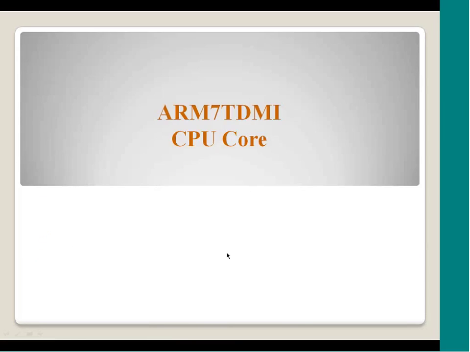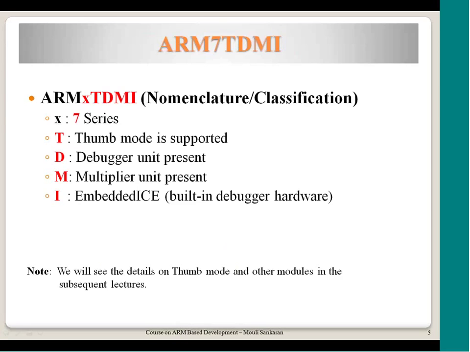So let us see what ARM7TDMI is. This is the processor core that we would be covering in detail, especially for the assembly instructions. We should be able to understand, if the name of an ARM core is given like this, what each of these letters means. I have given only for this particular processor core what these names imply.